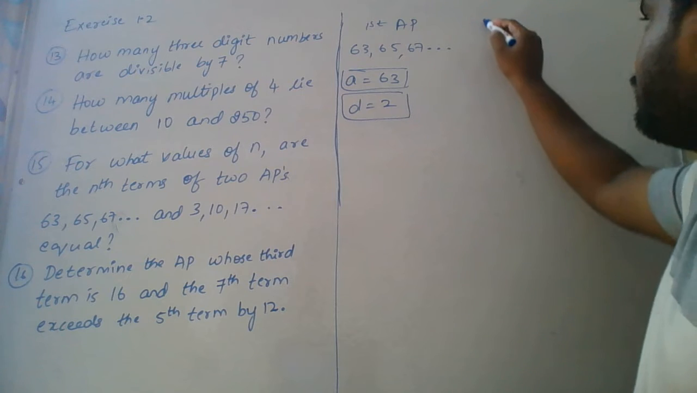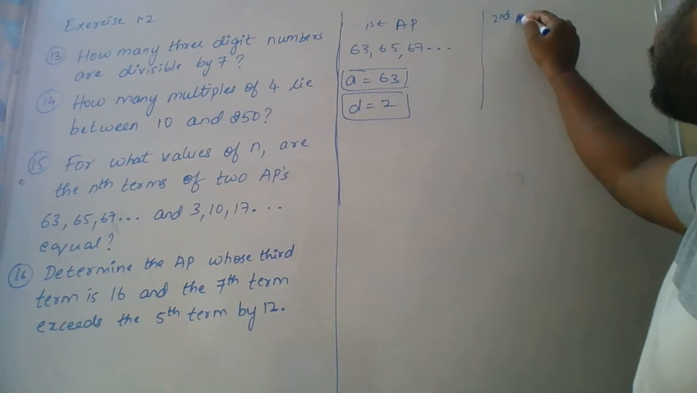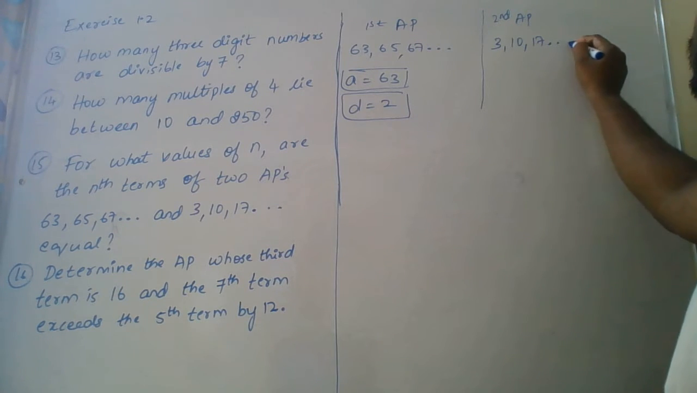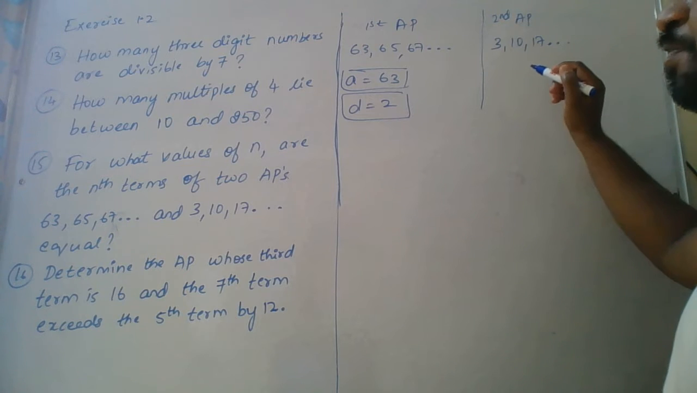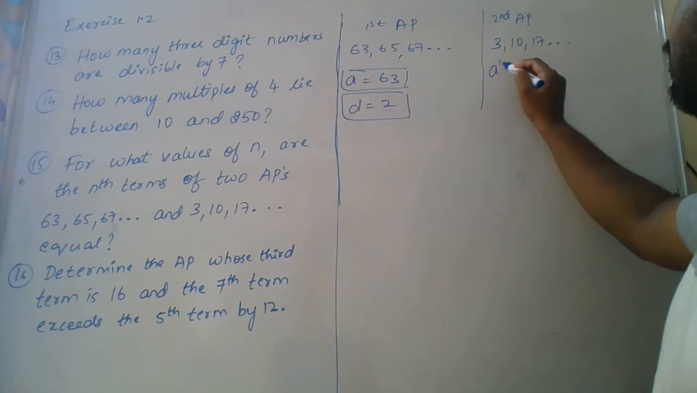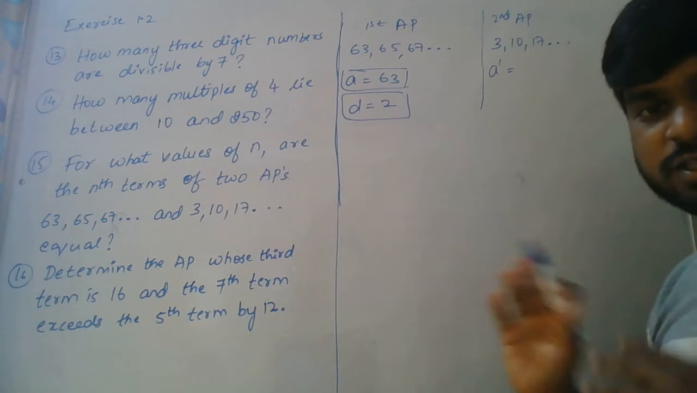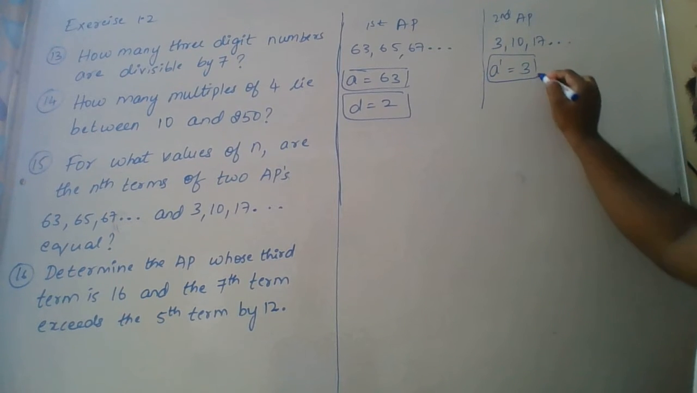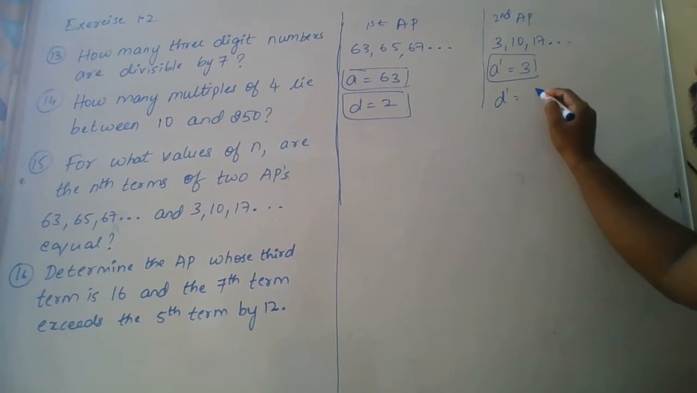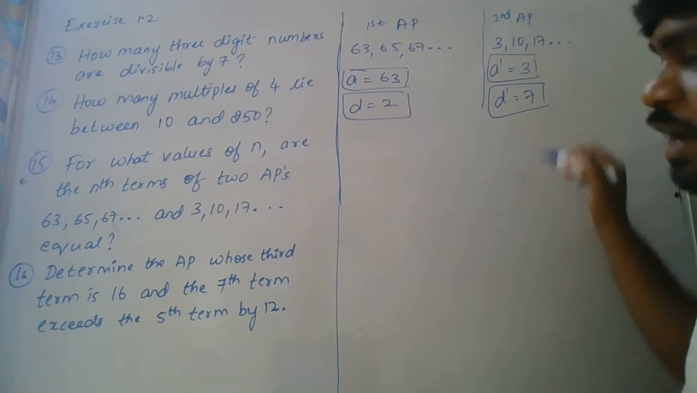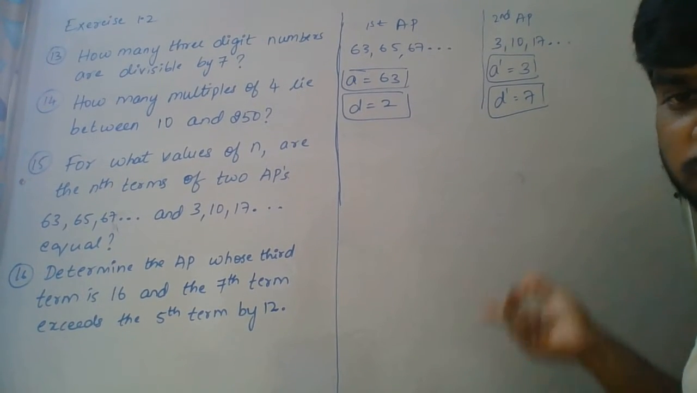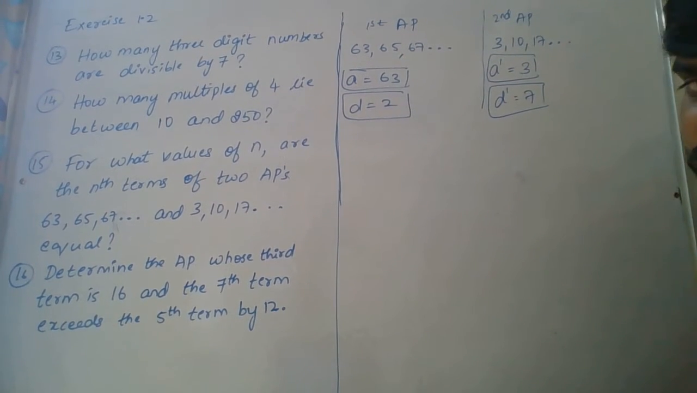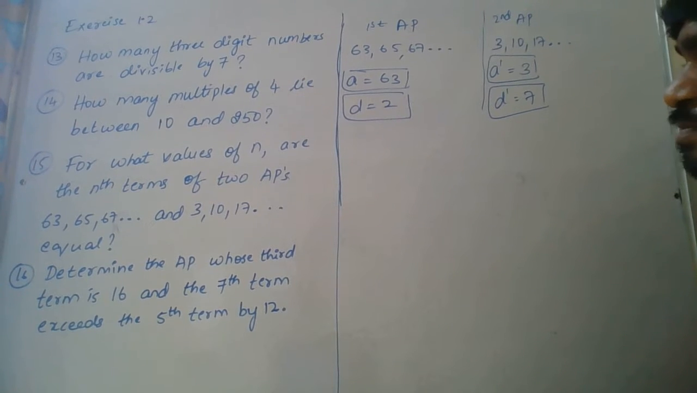For the second AP, what is our second AP? 3, 10, 17, so on. Here our a prime, I'll not take it as a, I have to show the difference, right? Both are two different APs. So I'll take it as a prime, that is 3, and d prime, which is 10 minus 3, is 7. Do you remember in one of the problems we took both as d itself because it was given in the question, but here it is not given. Clearly here d value is different, so I have to give it a different representation.